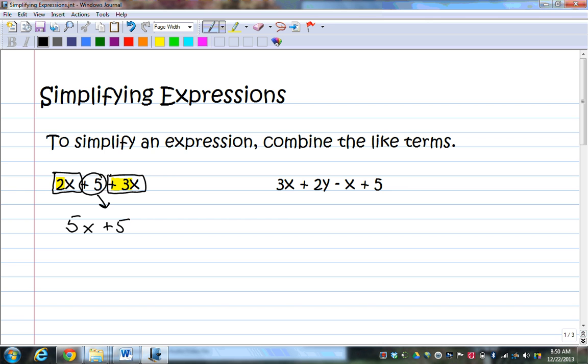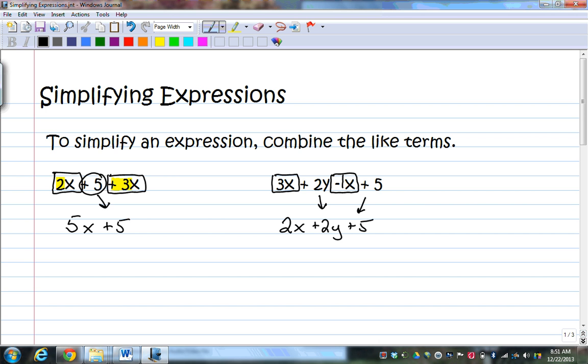Now look at the next one. I have here 3x and I have negative x. It's really important for you to identify that that's a negative, and remember also that there is a 1 in front there. So now when I'm combining these like terms, I have a 3 and a negative 1. If I added those, it would give me a 2. The variable stays the same, so this comes down, plus 2y, and then I bring this down, plus 5.